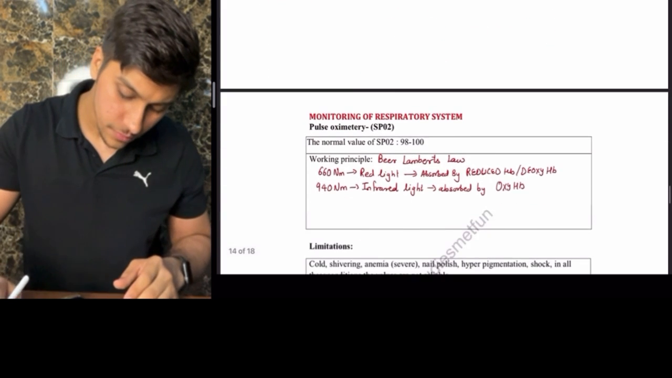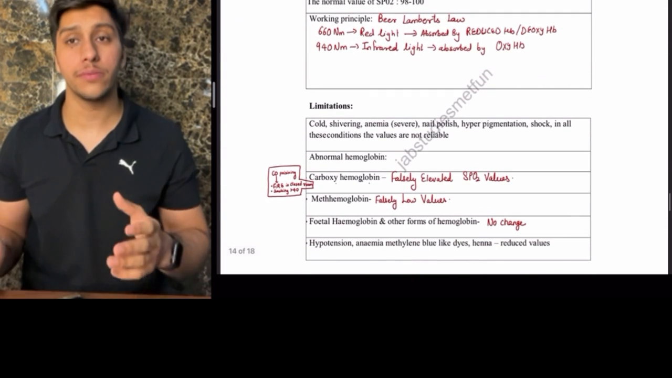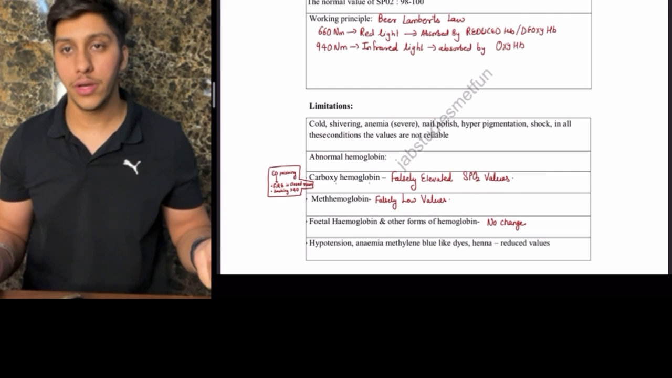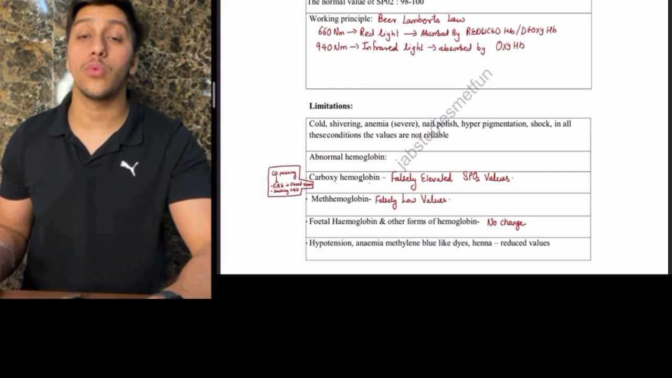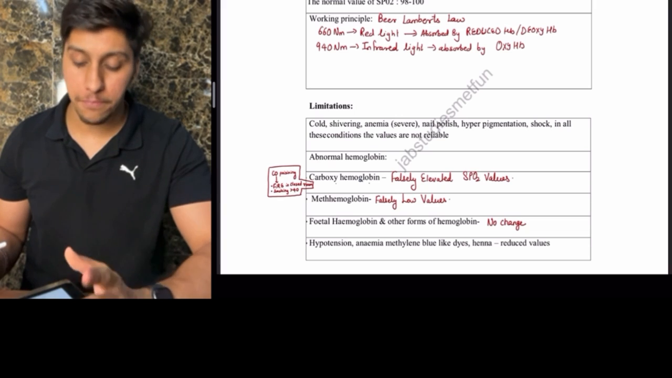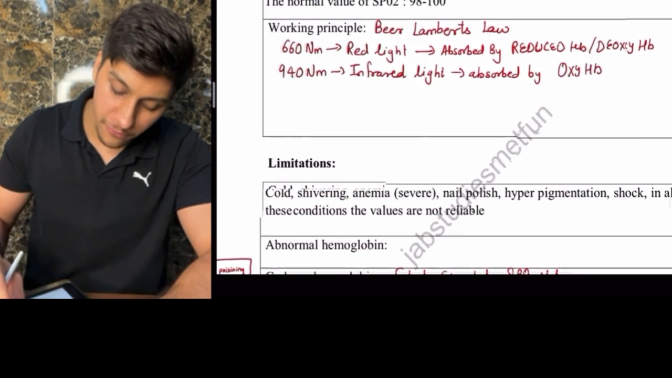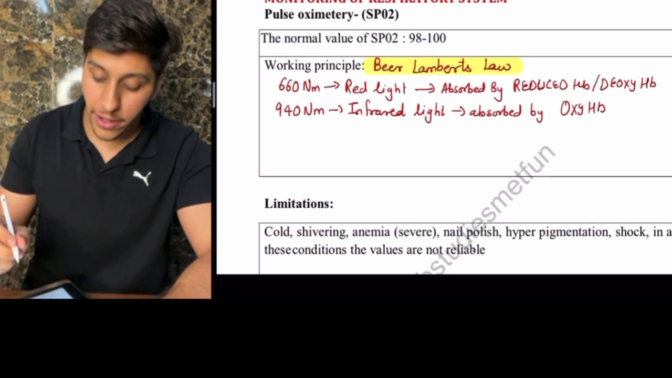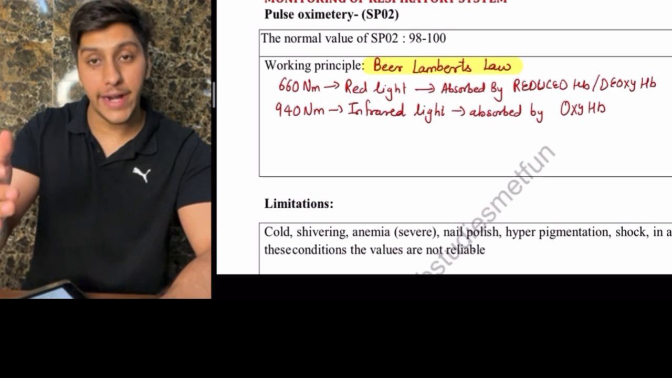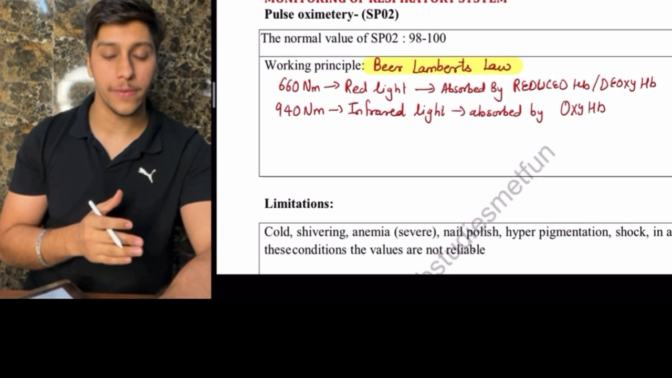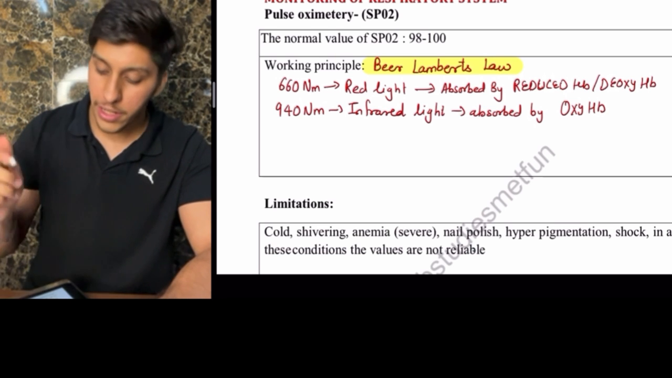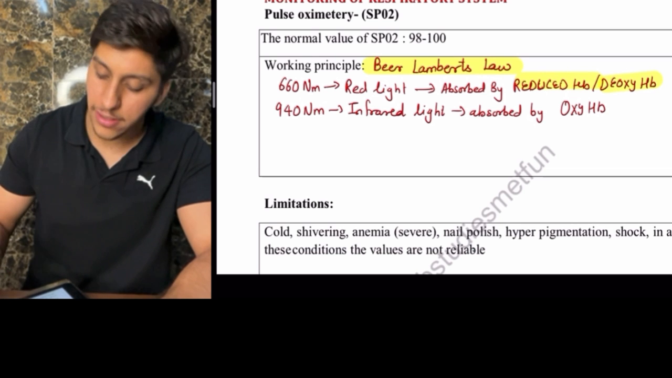If I talk to you about the monitoring system of the respiratory, first we are going to see the pulse ox to see the SpO2. Now a very important point is what is the principle behind the pulse oximeter. Pulse oximeter works on the principle of Beer-Lambert law. Over here you need to know what lights are absorbed by which type of hemoglobin. There are two types: oxyhemoglobin and deoxyhemoglobin. Deoxyhemoglobin can also be remembered as reduced hemoglobin.